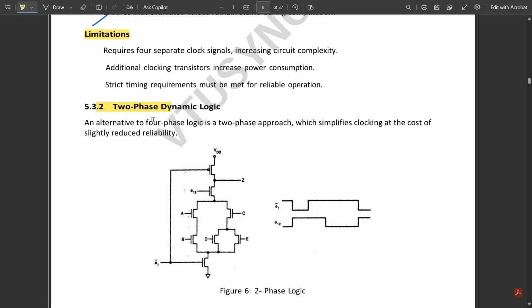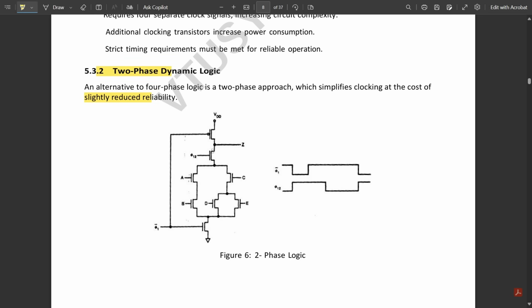An alternative to four-phase logic is a two-phase approach, which simplifies the clocking at the cost of slightly reduced reliability. Okay, so in order to reduce the clocking pulses, since if you take four phases at a time, the clocking complexity would be very very high. But if you take the two-phase logic at a time, the clocking complexity will be very low.